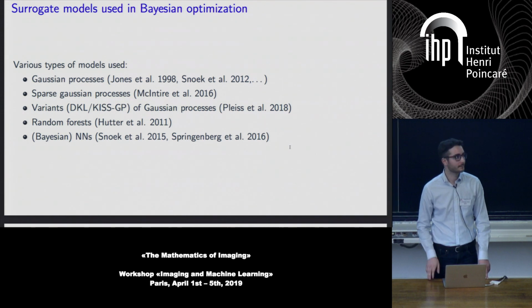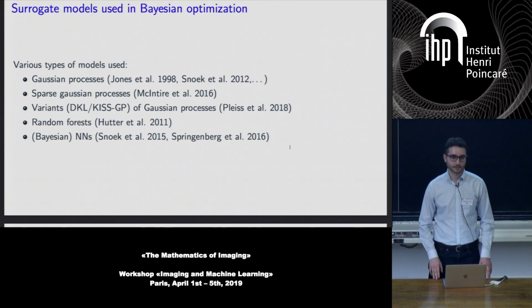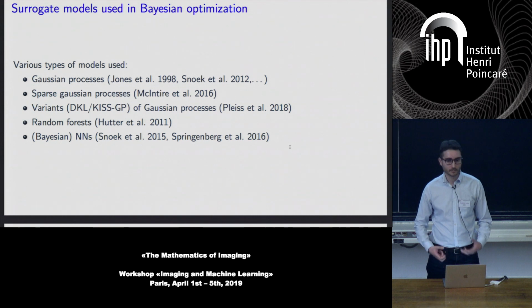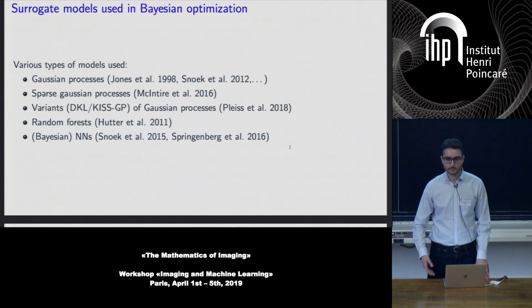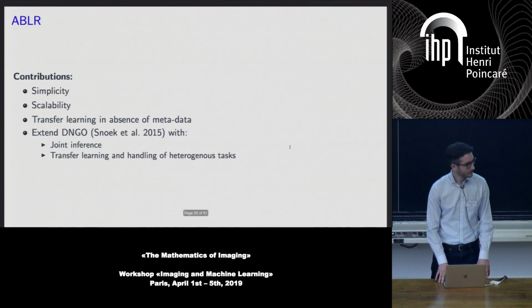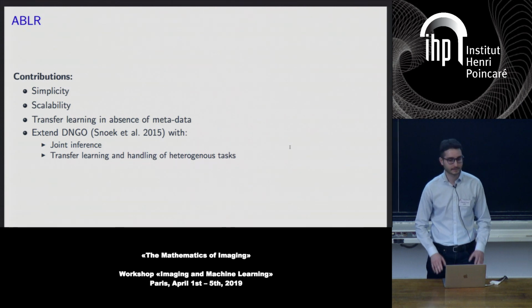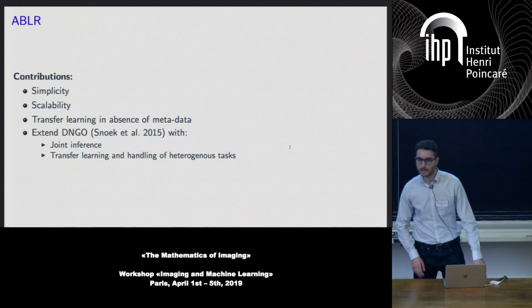There have been more recent variants of Gaussian processes, deep kernel learning, for example, which uses some approximation to make Gaussian processes scalable, and it's a valuable alternative to our ABLR approach. And then there are random forests and other neural network-based approaches. For example, Snoek et al., which is the first work that uses, instead of GPs, Bayesian linear regression on top of a neural network, but only looks at a single task. And then there are fully Bayesian neural networks that have been used by Springenberg et al. in 2016. ABLR compares to this set of models in that it's conceptually very simple. It scales linearly in the number of observations, and it allows you to transfer knowledge across different tasks, even in the absence of metadata.